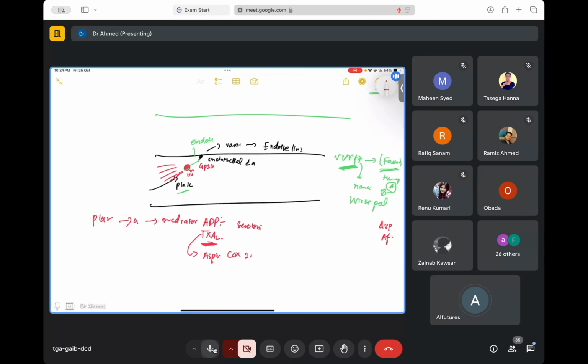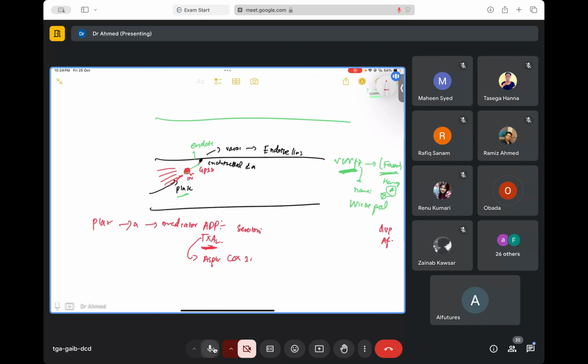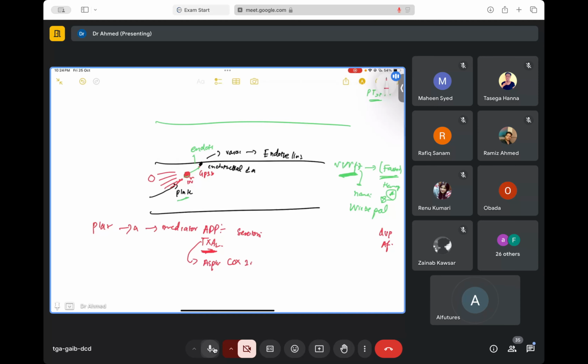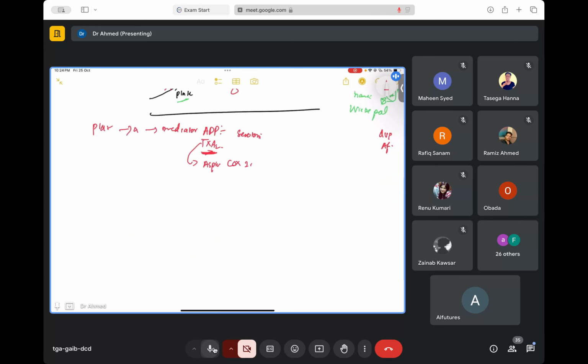So these platelets are going to attract more platelets, and these platelets are going to adhere to one another. For example, this. Let me draw it here.